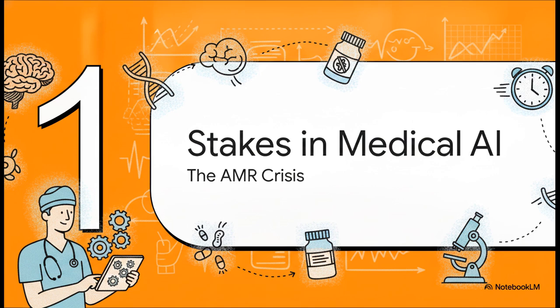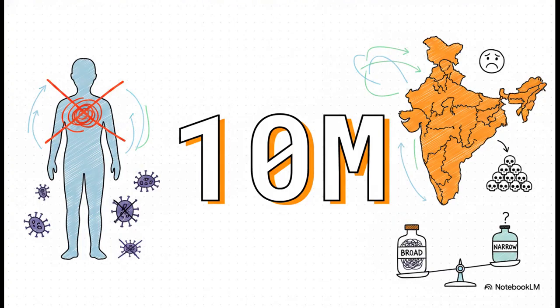All right, Section 1, the stakes in medical AI, specifically the AMR crisis. Let's get into it. To really understand why we need AI, we have to look at the numbers. By the year 2050, antimicrobial resistance, or AMR, is projected to kill 10 million people annually. Just think about that, 10 million. That is actually more than cancer kills today. And India alone already carries a massive, disproportionate share of this burden, with over 280,000 deaths attributed to AMR every single year. This is exactly why our antimicrobial stewardship tools literally must scale right now.